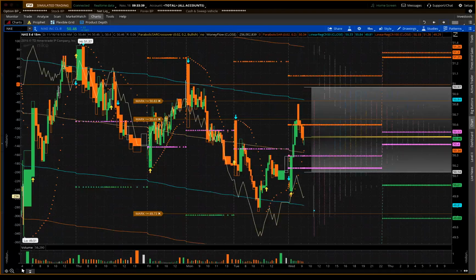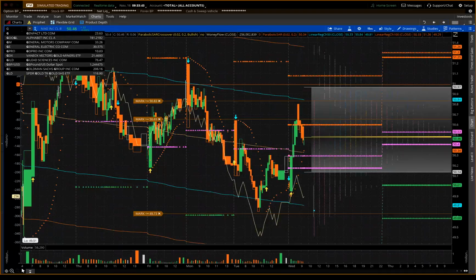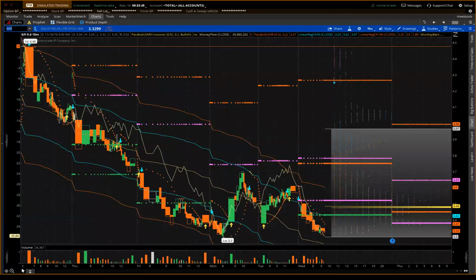I guess I should look at Goldfields. GFI, I think it was. Didn't really pan out yesterday either. Wow. Okay, so that's GFI. I guess BZQ.